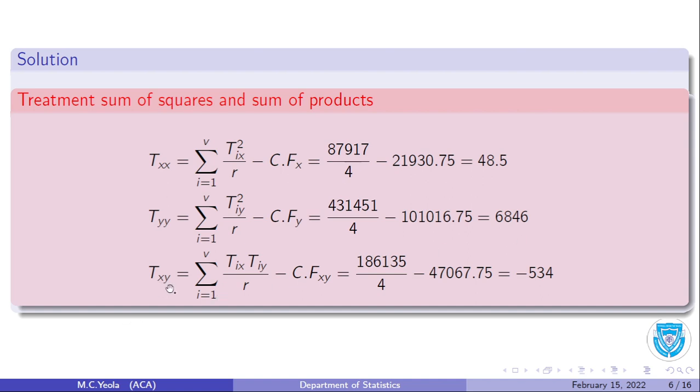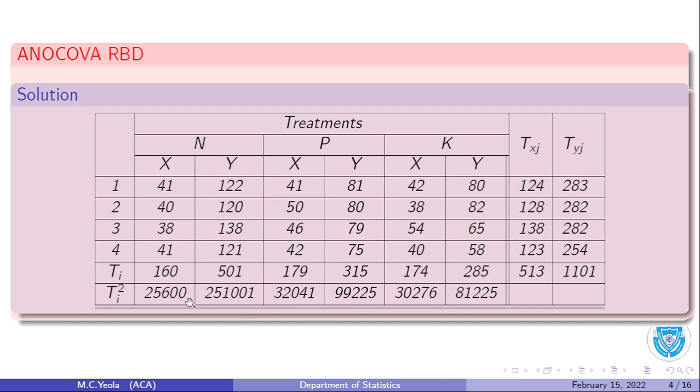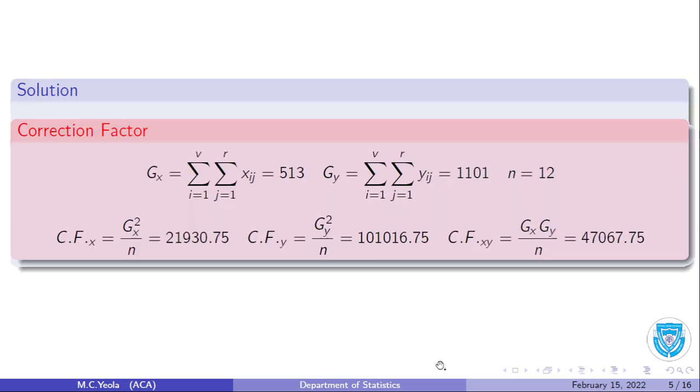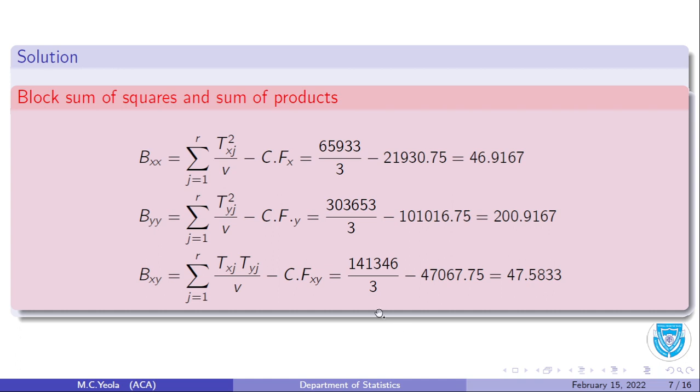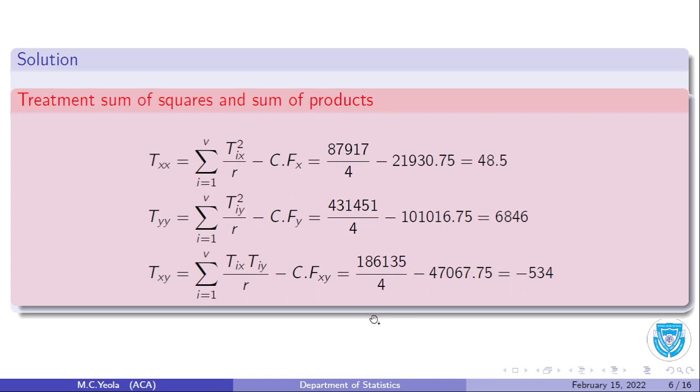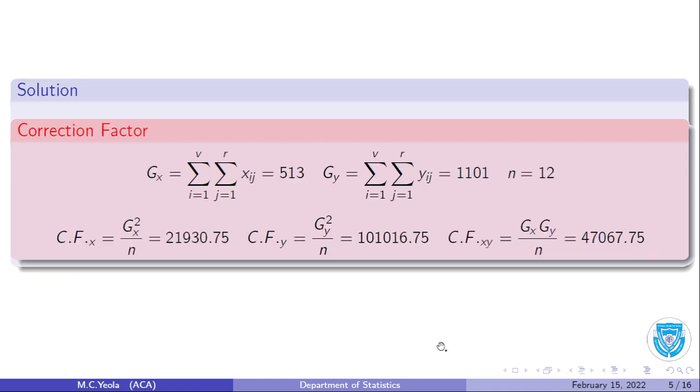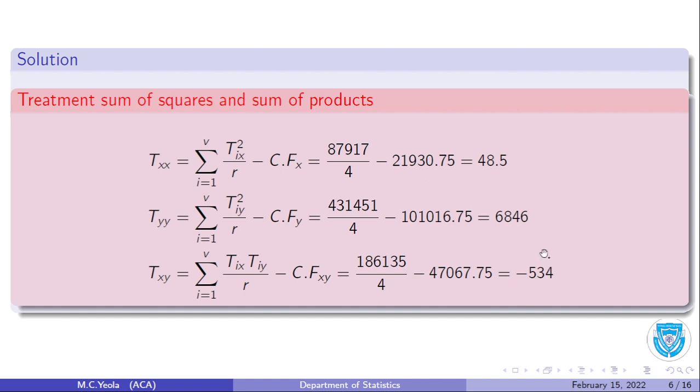Then next we obtain Txy, that is equal to summation i from 1 to v of Tix into Tiy upon r. Here it's very simple to obtain. Just now we have done the squares. So what we have to do here, we have 3 treatments. So Tix is this value and Tiy is this value. So multiply this with this: 160 into 501 plus 179 into 315 plus 174 into 285 and divide that sum by 3 here. Sorry, not 3 here, it is 4. This is divided by 4 and minus CFXY, and CFXY we have this value, 47061.75. That subtracted, we get minus 534 here.